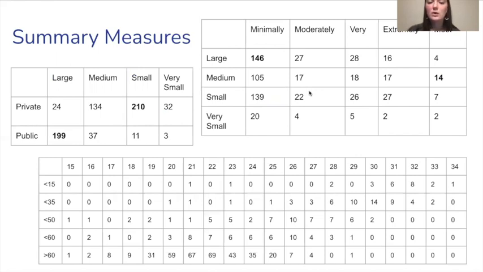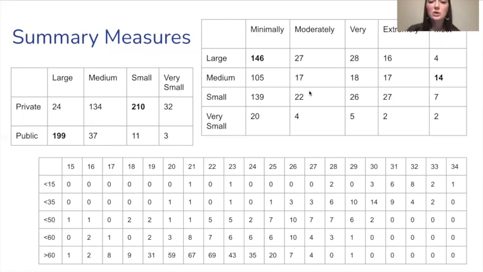Here, looking at the table on the upper left-hand side, we can see two categorical variables being compared. These are campus sizes ranging from very small to large by the type of institution, either public or private. As you see, the majority of private institutions are categorized as being small, whereas the majority of public institutions are categorized by being large. Moving over to the table on the upper right-hand side, we again see two categorical variables being compared, except this table shows the campus sizes and how they correlate with the institution's selectivity.